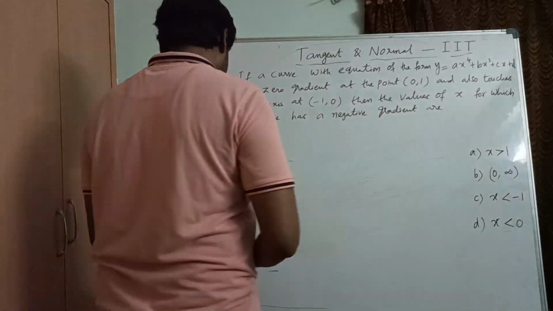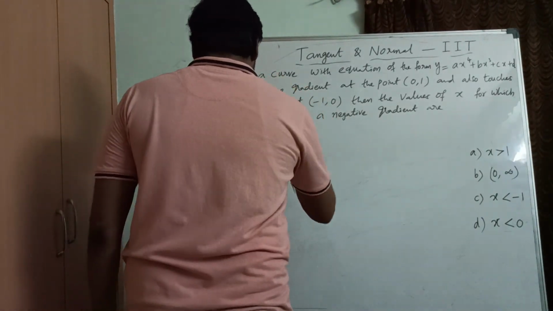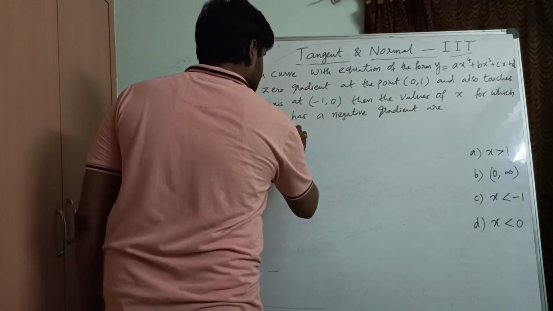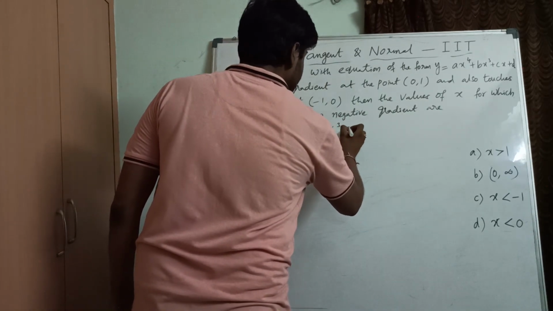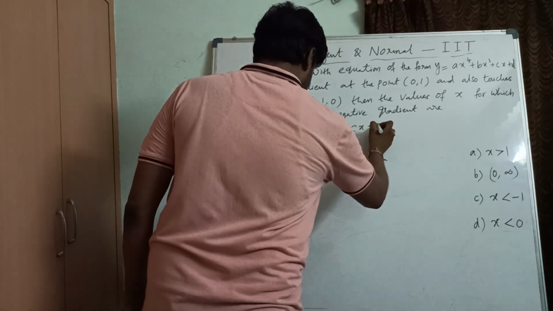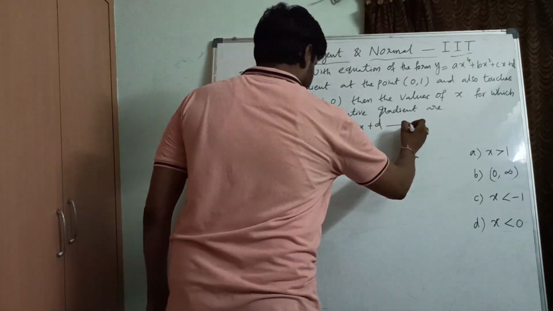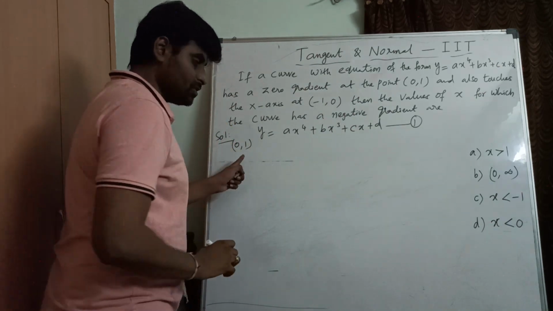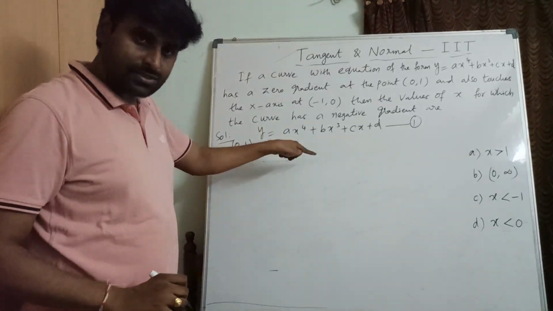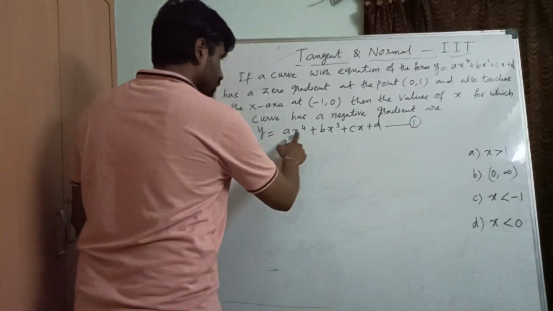Okay. So first of all, what was given there? The given curve is y equals ax power 4 plus bx cube plus cx plus d. Correct? So this is the curve. Now let us substitute 0, 1, because 0, 1 lies on the curve. Substitute 0, 1. Here put 1.